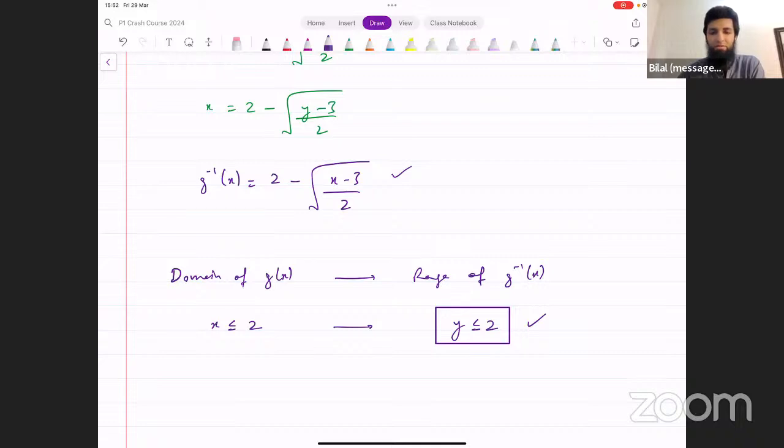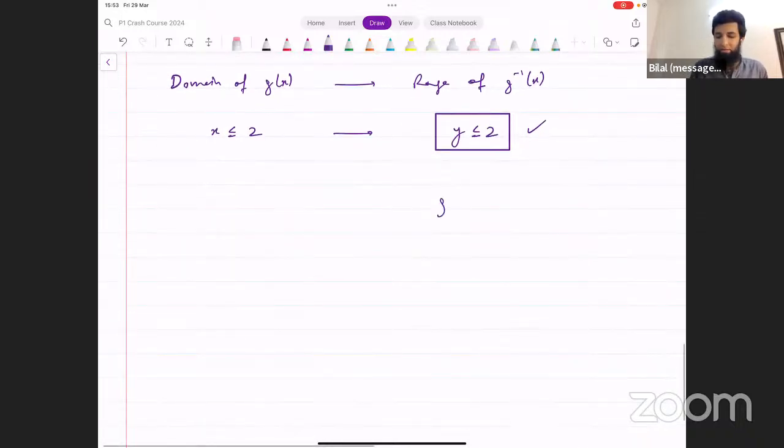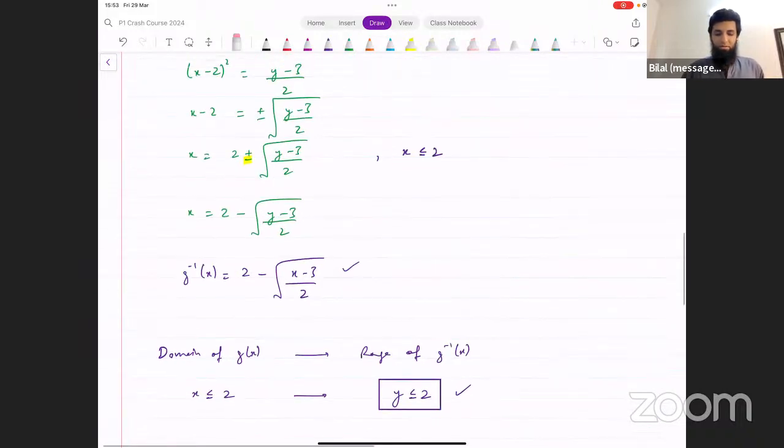Any questions? Sir, instead of y less than or equal to 2, can I write inverse g of x less than or equal to 2? No, not g of x. In this case, you would have to write g inverse of x less than or equal to 2. And that will be okay. Yeah, you can do that, yes. Okay, makes sense? Any problems with this? No, sir.